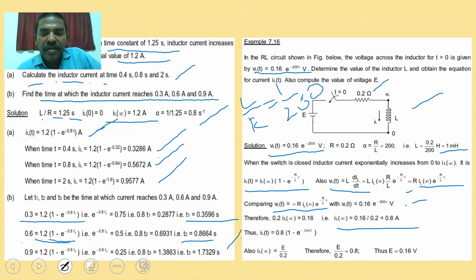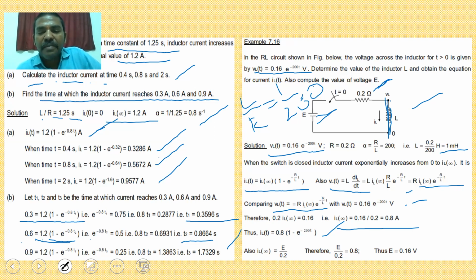Then IL of t is equal to 0.8 into 1 minus e power minus 200t. This is the current flowing under the condition t greater than 0. Then IL of infinity is equal to what? At t reaches infinity, the inductor will be short circuited. The final value, the inductor is short circuited. Only the resistor and voltage are present. So E by 0.2.